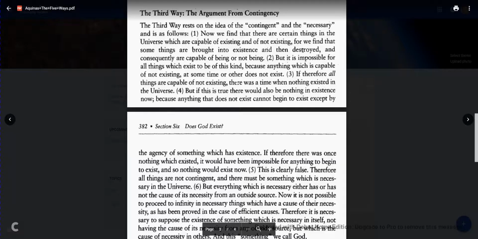What does he got to say? So he says that this argument is based on the concept of necessity, which is basically things being logical in a deductive way, i.e. circles have no straight edges. Contingent meaning that things arrive out of circumstance. Now we find that there are certain things in the universe which are capable of existing and not existing. Yep, they come into being and out of being, just like our man, the TARDIS.